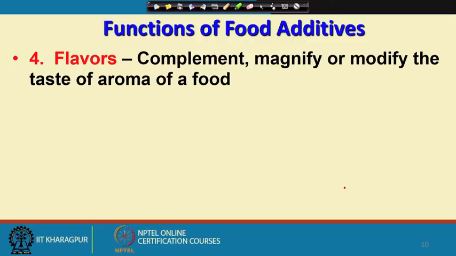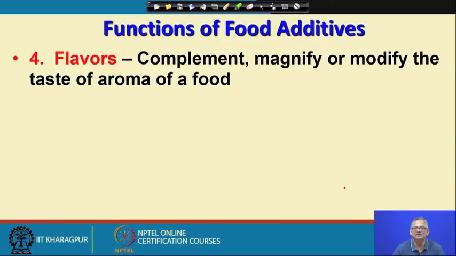So, as a flavor improving material, the complement is that it may add to the flavor, right. And if I remember, normally we are happy with any and every kind of ice cream, right.